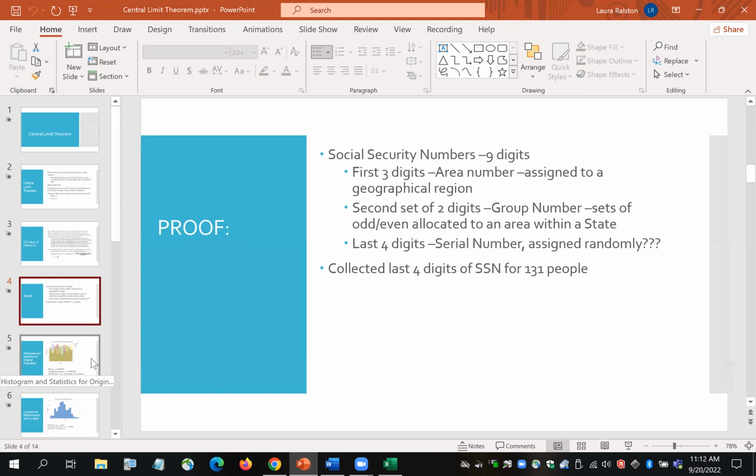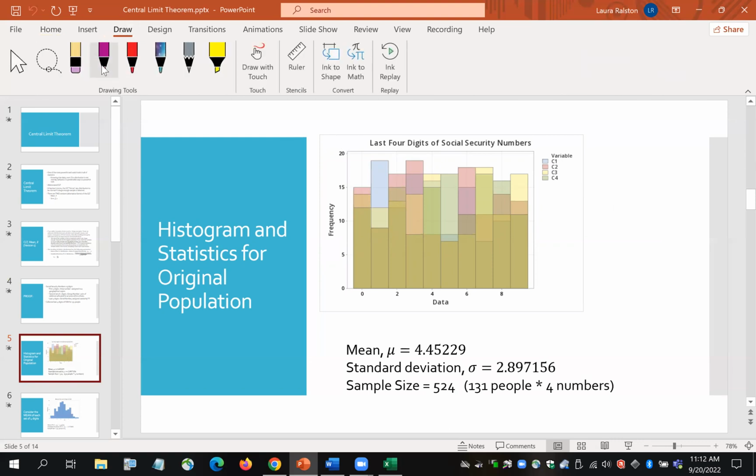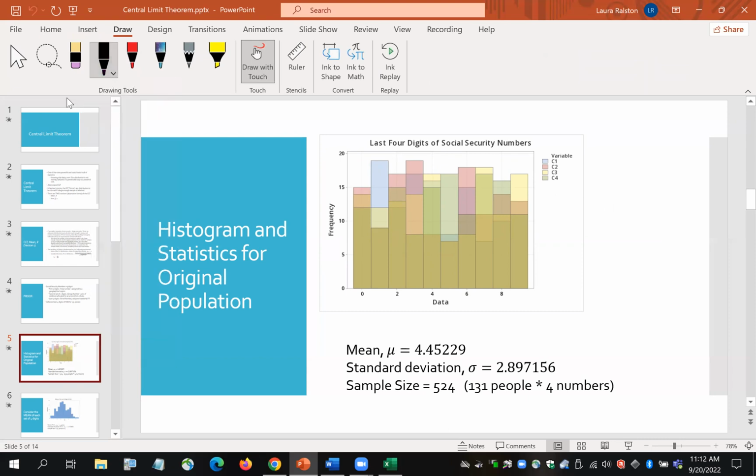Okay, so if we look at those individual numbers, here's the histogram that we get, and they're color coded, because I had to do it column 1, column 2. But this is the histogram of the original population. If I look at those 524 individual numbers, because I had 131 people, 4 numbers for each person, that's 524. Look at this distribution. I hope you realize that that distribution is not normal as it is represented.